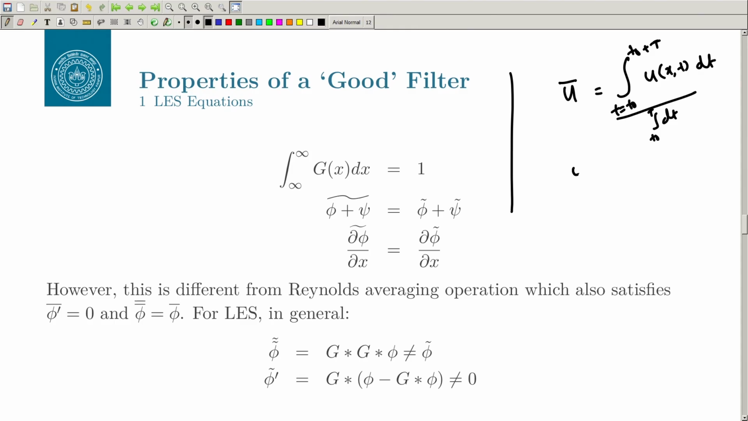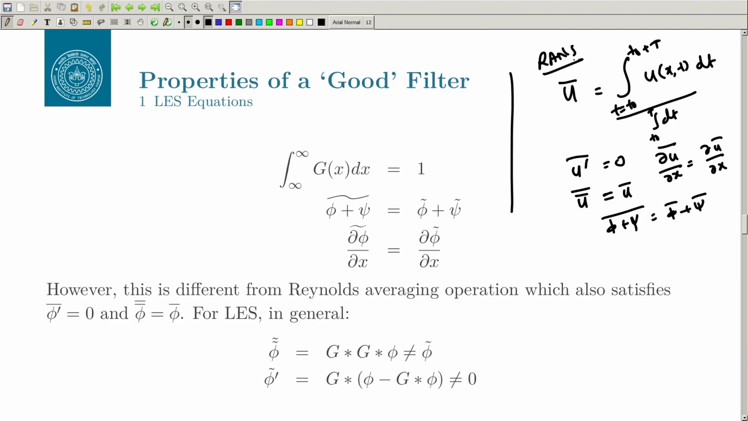We had discussed some properties: if it is a good time average, the mean of the fluctuation will be 0, and if you take the average of the average, it is nothing but the average. Since it is a linear operator, you can write the derivative of u bar as du bar by dx. Similarly, the summation will commute: phi plus psi bar is phi bar plus psi bar.